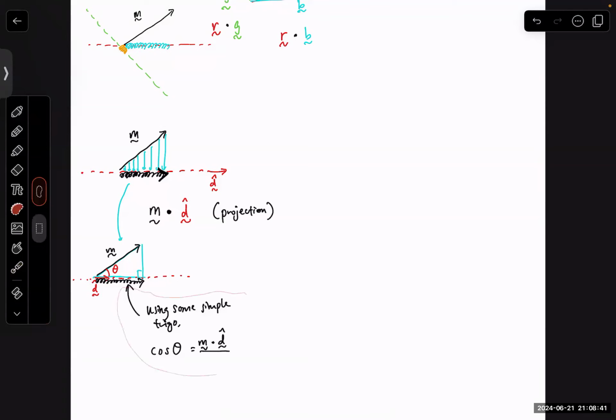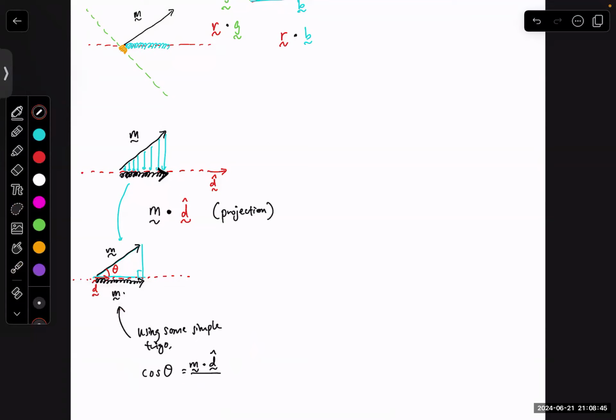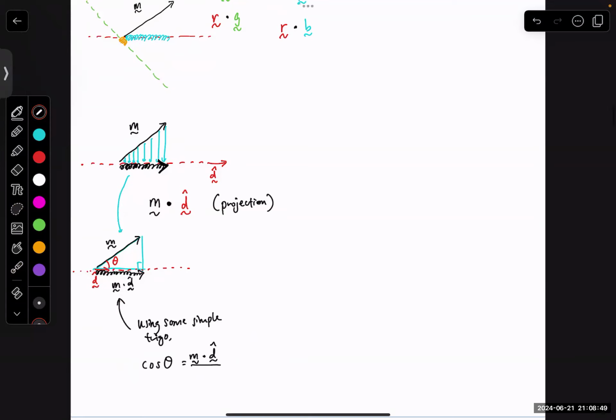So let me just also write it down over there. Vector m dot vector d hat. Now what is the hypotenuse? The hypotenuse is vector m, right? But we can't really divide by a vector, so let's just modulus it. So this is our right angle triangle. Using trigo, we get this.